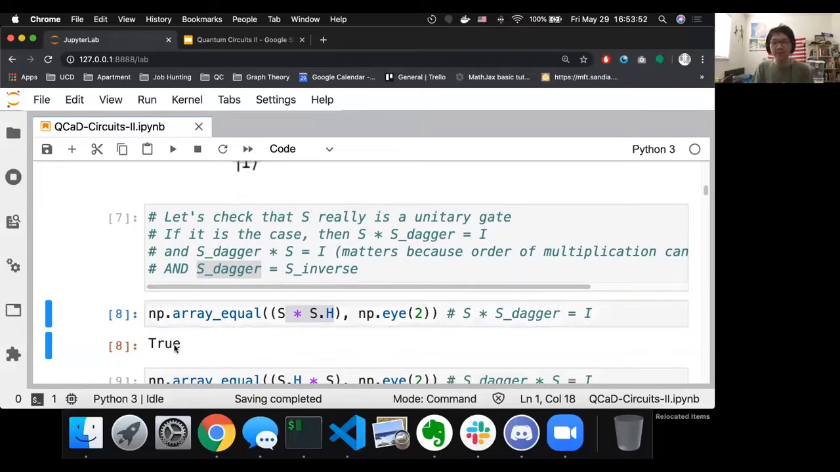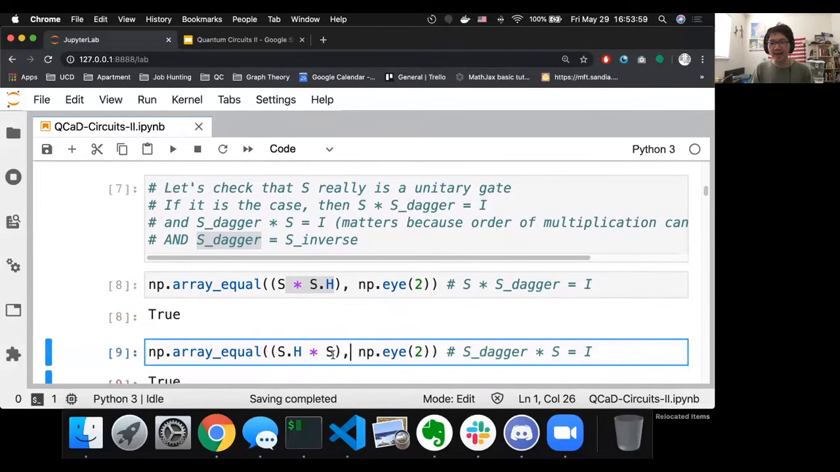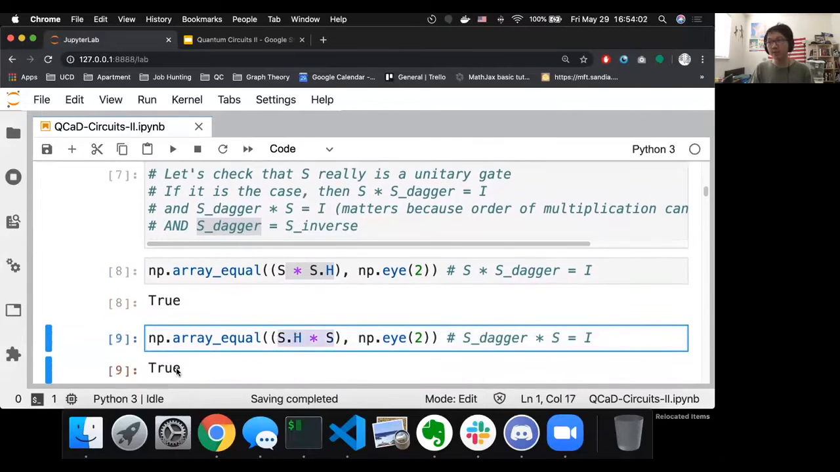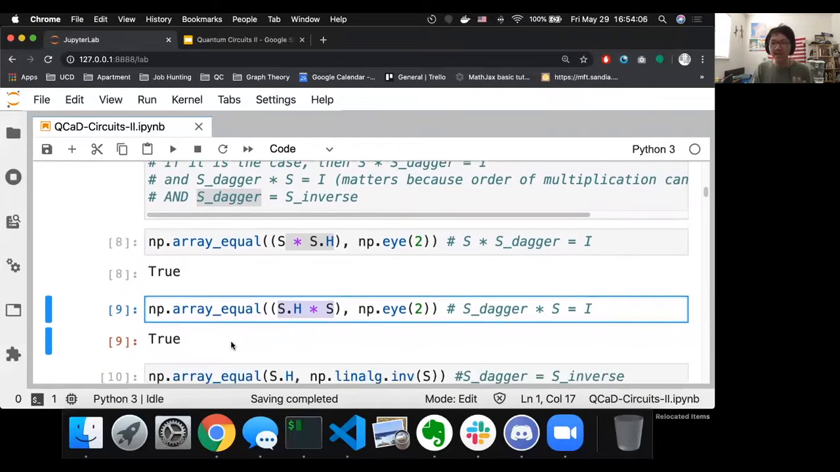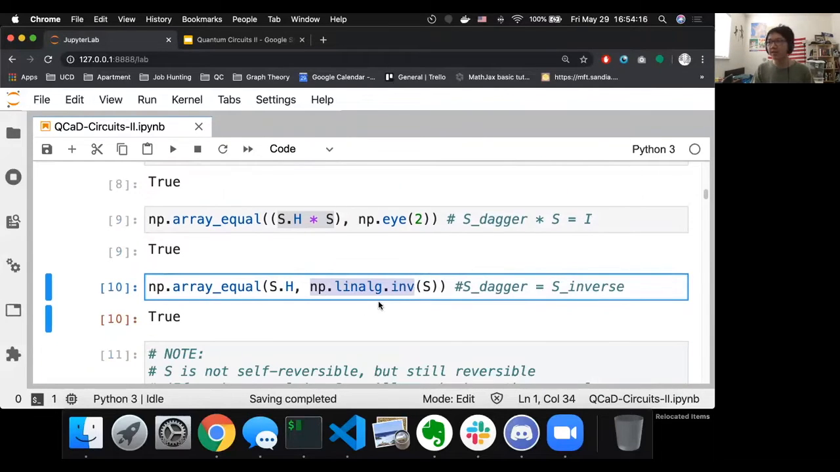Okay, great. So I've just confirmed one of the properties of it being unitary. But let's make sure that the ordering doesn't change anything. So I've gone ahead and changed the order of the multiplication, and we still get true. Okay, looks good, but let's do one last check. S dot H, or the Hermitian conjugate of S, should be equal to its inverse. So I do NP dot linear algebra dot inv. So I get the inverse of this S matrix, and we check if they're equal, and they are. Okay, that's great. So we have just confirmed that this matrix is in fact unitary. And to reiterate, if a matrix is unitary, that means that if I take its Hermitian conjugate and multiply it by itself, regardless of the order of that multiplication, I am guaranteed to get the identity matrix out of it.